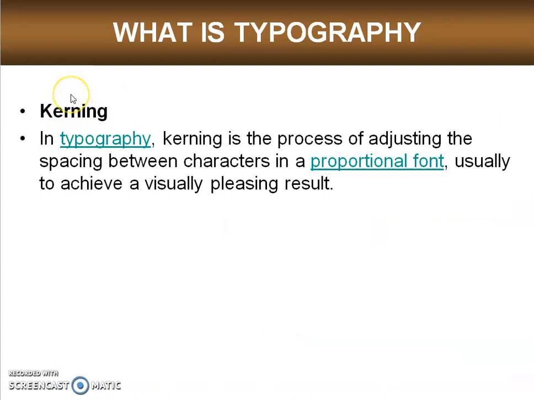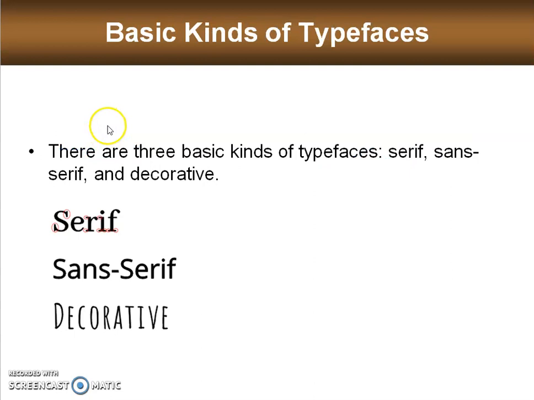Kerning. In typography, kerning is the process of adjusting the spaces between characters in a proportional font, usually to achieve a visually pleasing result. Basic kinds of typefaces. There are 3 basic kinds of typefaces: serif, sans serif, and decorative. These are examples of these typefaces.